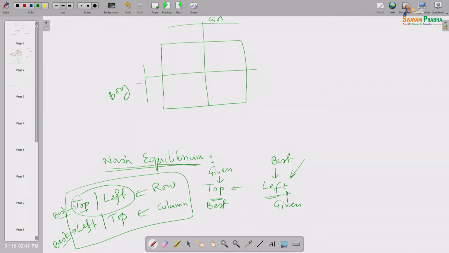Now, suppose, say, girl, boy, with actions: action, art. This game is called Battle of Sexes. This game is a beautiful game. It is about a would-be couple. The context of this game is from long ago, when there were no mobile phones and all those things.